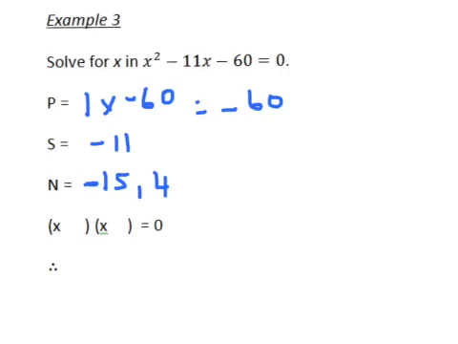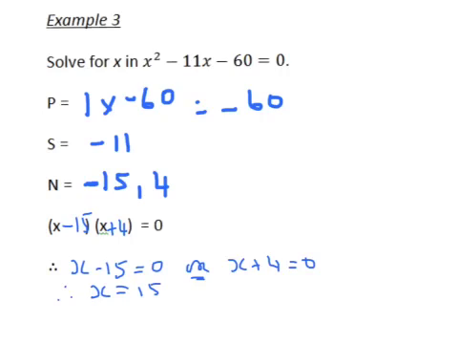All we need to do is write a negative 15 in there, negative 15. It's not writing very well for some reason. And plus 4. Okay, so therefore what? Therefore, x minus 15 must equal 0, or x plus 4 must equal 0. Therefore, x equals 15 or x equals negative 4.